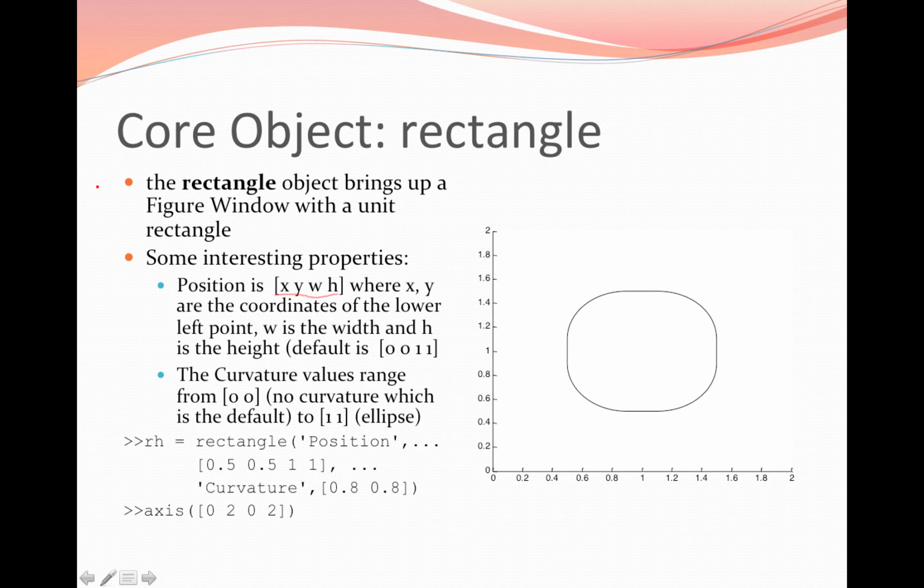So the default is 0, 0, so the origin is the beginning of the rectangle, and a width of 1 and a height of 1. The curvature is another property.